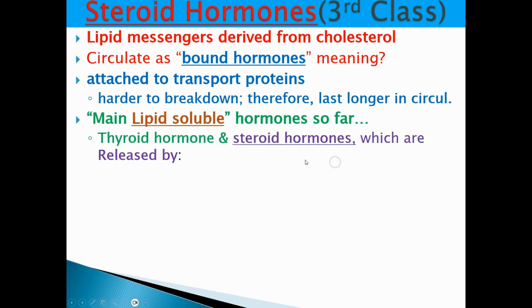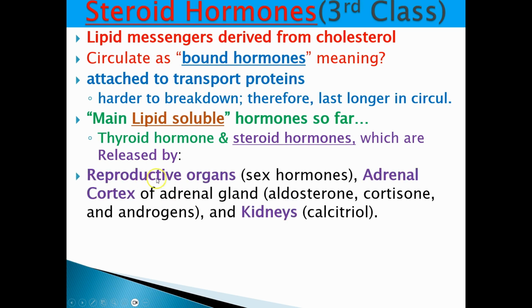All right, main lipid-soluble hormones so far. Just to reiterate, what are the lipid-soluble hormones we've discussed? You should know thyroid hormone is a lipid-soluble hormone, and we have our steroid hormones. Just to give you the list right now, and I would start working on getting this to memory, your major steroid hormones come from the reproductive organs, so any of the sex hormones we talk about, and then hormones that come from the adrenal cortex. That's going to be aldosterone, cortisone, and androgens. And then one hormone from the kidney known as calcitriol.